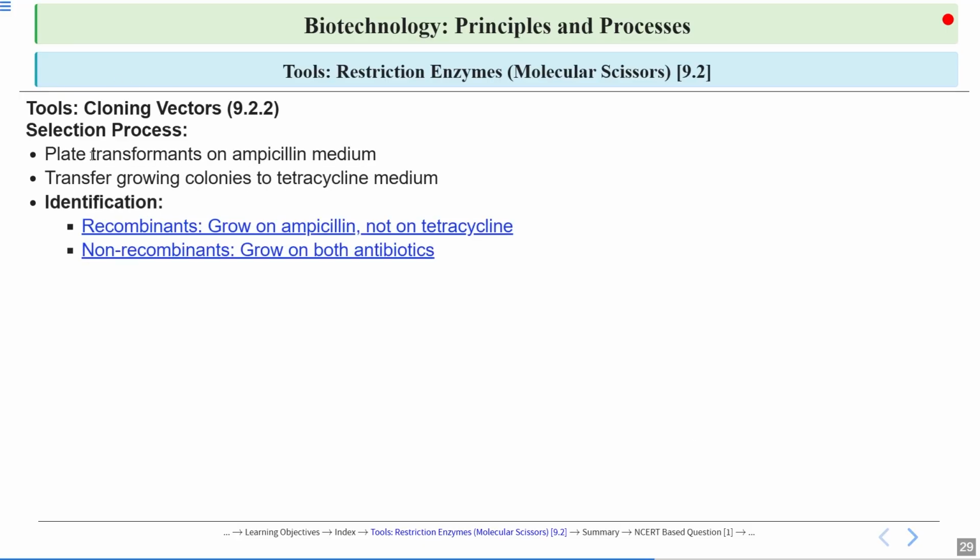The same thing has been written here: we plate the transformants on ampicillin media. Both grow properly, but when we transfer these growing colonies to tetracycline media, recombinants do not grow. So this is the identification: recombinants grow on ampicillin but not on tetracycline, and non-recombinants grow on both antibiotics.